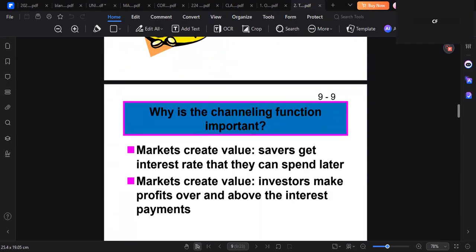Now, why is this channeling function very important? Because markets are there to create value. Savers will get interest and will spend it later. So people who give money will use opportunity cost or time value. Why am I giving out money now for later? Because of the aspect of interest.